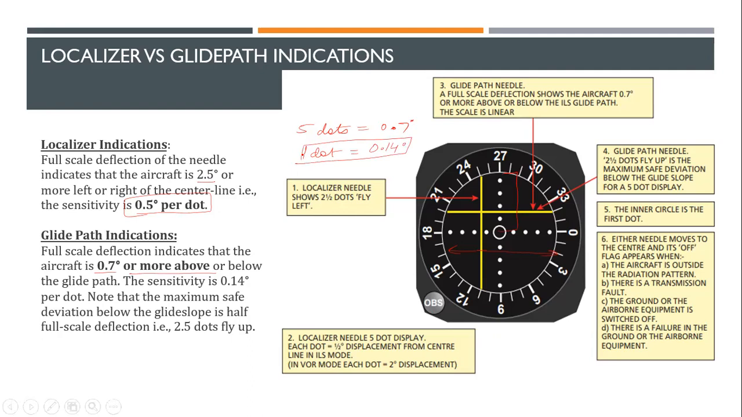Okay, this is what is important. In the glide path, every dot indicates 0.14 degrees. Whereas for the localizer, as I told you, we had an indication of 0.5 per dot, making it one dot equal to 0.5 degrees. That is left and right of the center line.